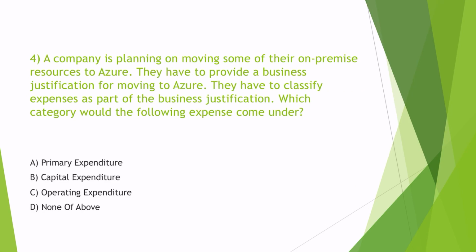Question 4, a company is planning on moving some of their on-premise resources to Azure. They have to provide a business justification for moving to Azure. They have to classify expenses as part of the business justification. So which category would the following expense come under? Option A, primary expenditure. Option B, capital expenditure. Option C, operating expenditure. And option D, none of the above. And the correct answer is option C, operating expenditure.